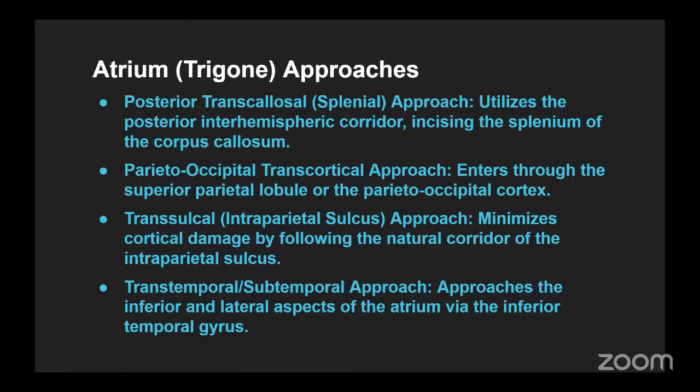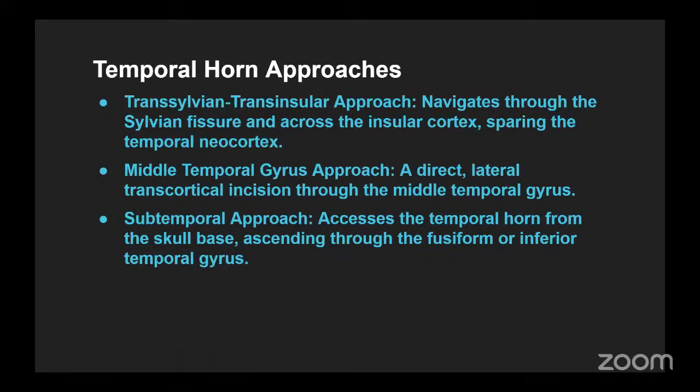We are going to discuss all these approaches individually. Today is just an overview of what approaches for which region and when to choose which one. We are going to come back to all of this in the later sessions. For the temporal horn, the easiest one is the middle temporal, also the most used one, the workhorse. The other one is the transsylvian transinsular approach. The subtemporal approach can be used for the temporal horn, but I personally feel it creates a longer trajectory.